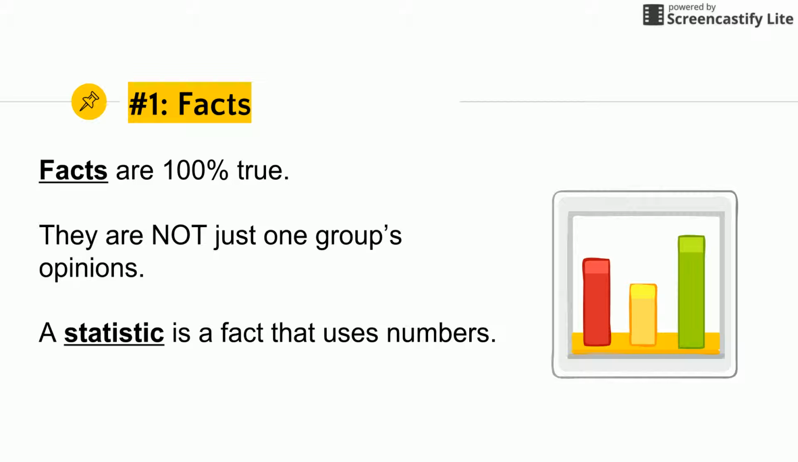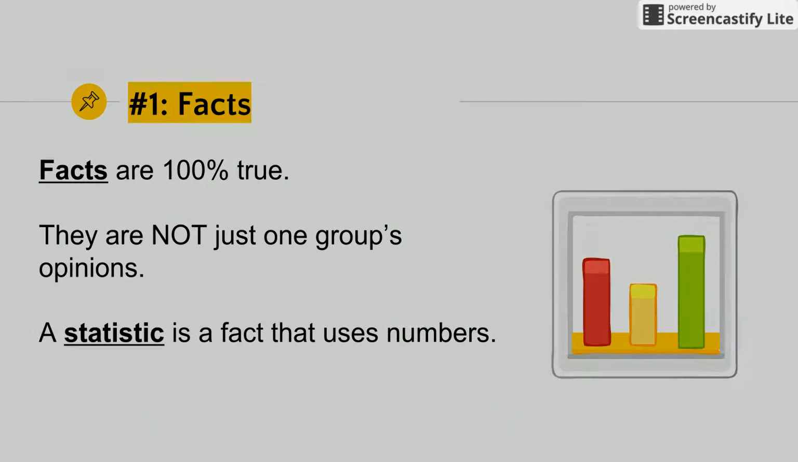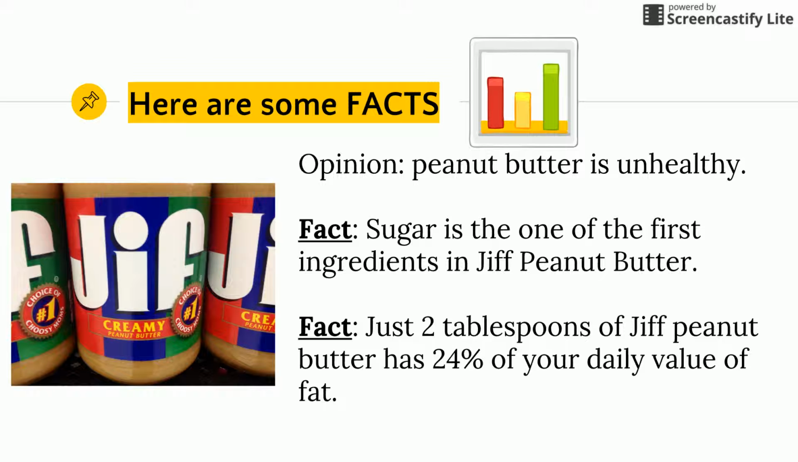A statistic is another word you might hear, and a statistic is just a fact that uses numbers. Here are some facts. So to support the opinion, peanut butter is unhealthy, you could give the fact that sugar is one of the first ingredients in Jif peanut butter. You may agree or disagree that peanut butter is unhealthy, but it's a fact that sugar is listed near the front. Another fact, just 2 tablespoons of Jif peanut butter has 24% of your daily value of fat.